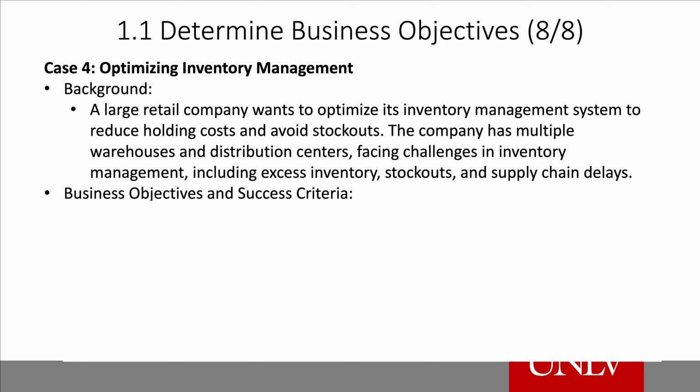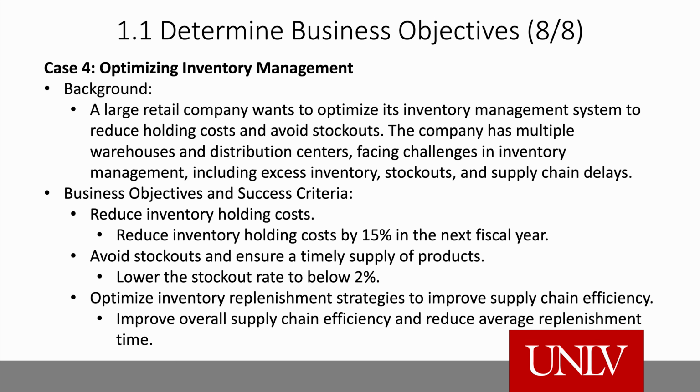So in order to improve all those business processes, they want to firstly reduce the inventory holding cost, right? And so their success criteria could be to set a number or percentage, which is to reduce inventory holding cost by 15% in the next fiscal year. And the same thing, they also want to avoid stockout and ensure a timely supply of the products. So the success criteria could be to lower the stockout rate to below 2%.